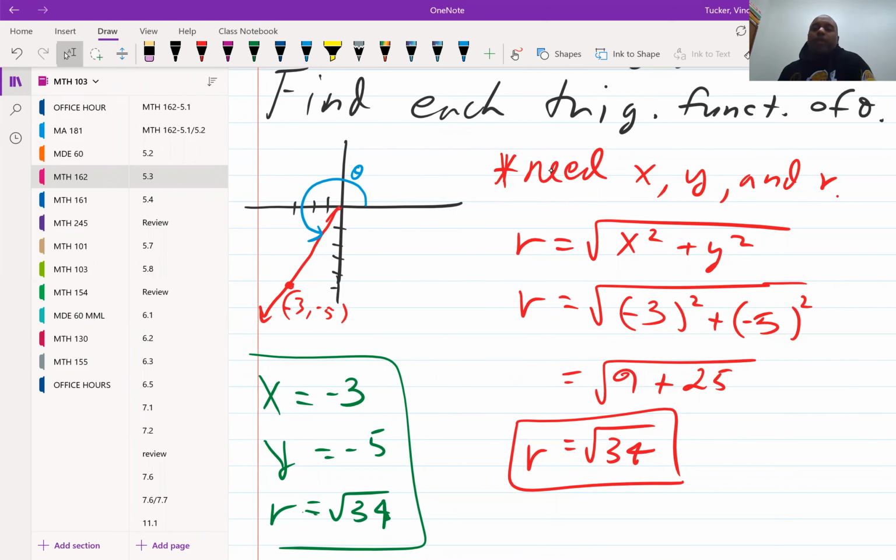All right, so -3 squared plus -5 squared would be 9 plus 25, and that's 34. So r is equal to the square root of 34. Any problems before we go to our trig functions?